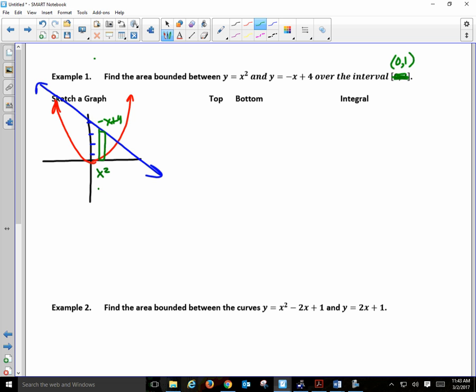And the width of the rectangle is dx. So if the top is negative x plus 4 and the bottom is x squared, I subtract the two. And it tells me my boundary is from 0 to 1. So the integral is going to be from 0 to 1, negative x plus 4 minus x squared, and the width is dx.